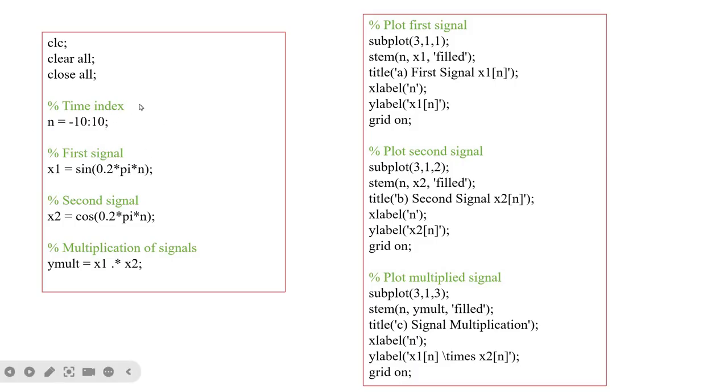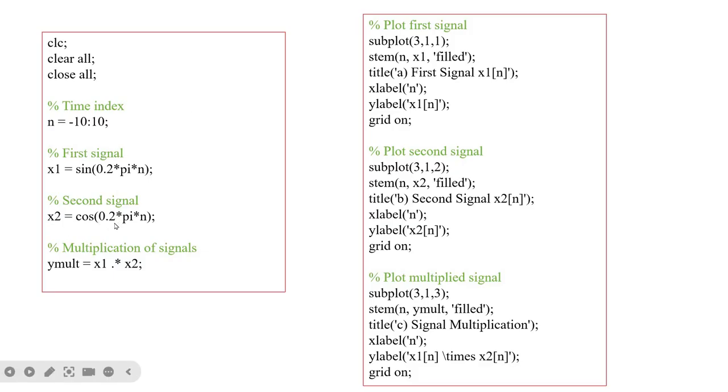Now the first step was the time index, and the second step was the next. Now the third step is you have to generate the first signal. So for the first signal we are taking x1 is equal to sine of 0.2 into pi into n. So here it will generate the first discrete time sinusoidal signal. And here MATLAB will compute the sine value at each sample of n. Then the next step is generating the second signal.